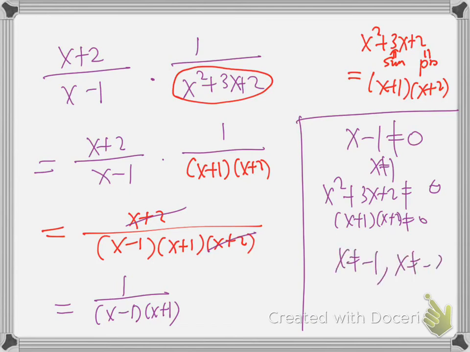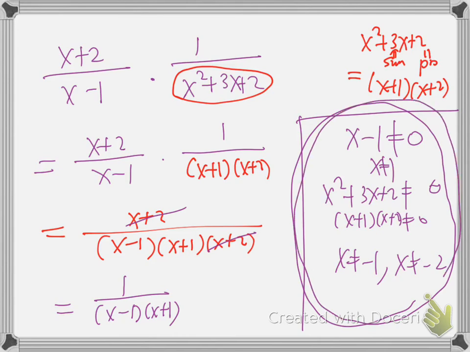X is not negative 2. But again, in most cases we can forget about this kind of calculation about denominators. This is our assumption: x are not these numbers. Then we have the calculations on this side, on the left. So this is multiplication.